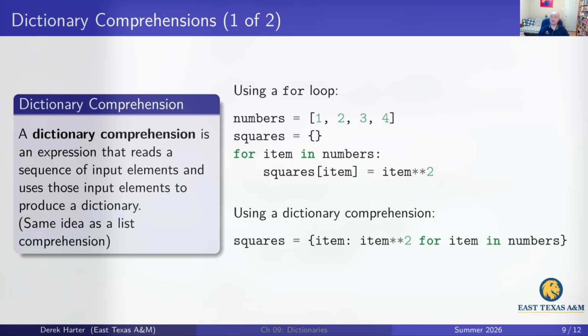And okay, finally, I'll just go ahead and also mention dictionary comprehensions quickly here as well. All the container types in Python allow this kind of alternative syntax in order to create the container. So if you understand how they work, then guessing what the syntax would be to do a comprehension on a list or a tuple or a dictionary in this case usually makes sense. A dictionary comprehension is an expression that reads a sequence of input elements and uses those input elements to produce a dictionary. So it's similar to list or tuple comprehensions.